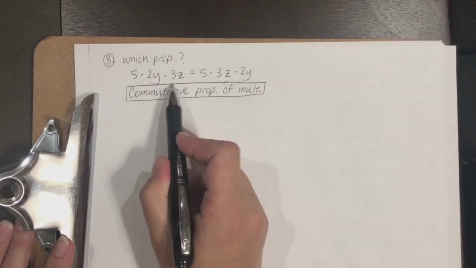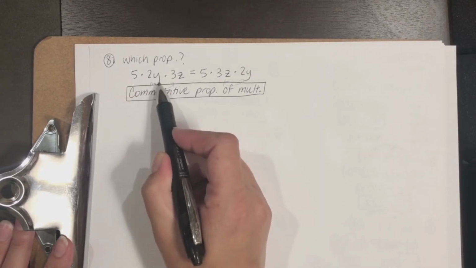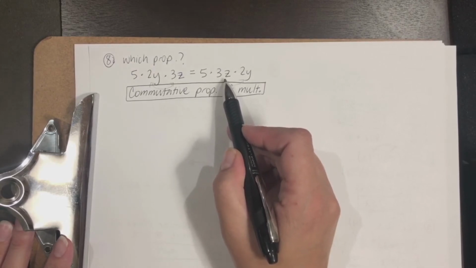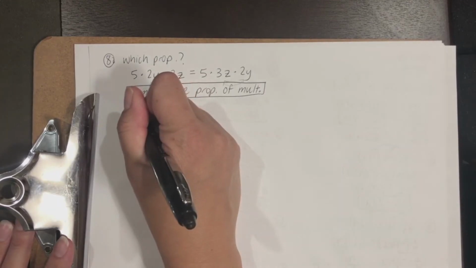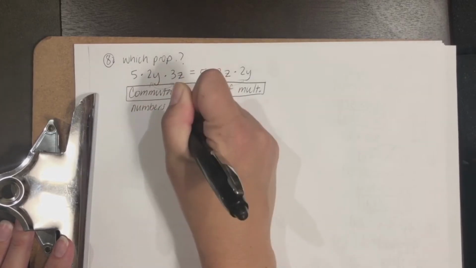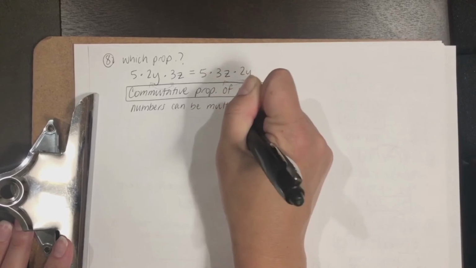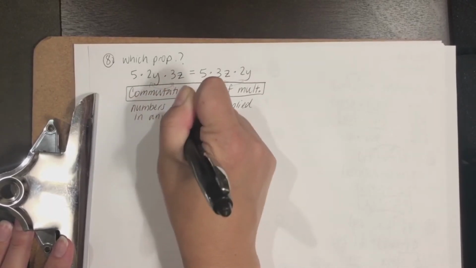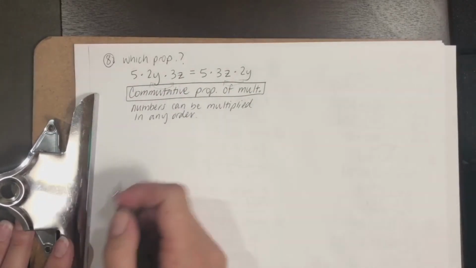And so this is kind of like associating them, because we could do 5 times 2y first, or we can do 5 times 3z first. And instead of putting the parentheses, we just rewrote the order. So numbers can be multiplied in any order. That's kind of what we see going on here.